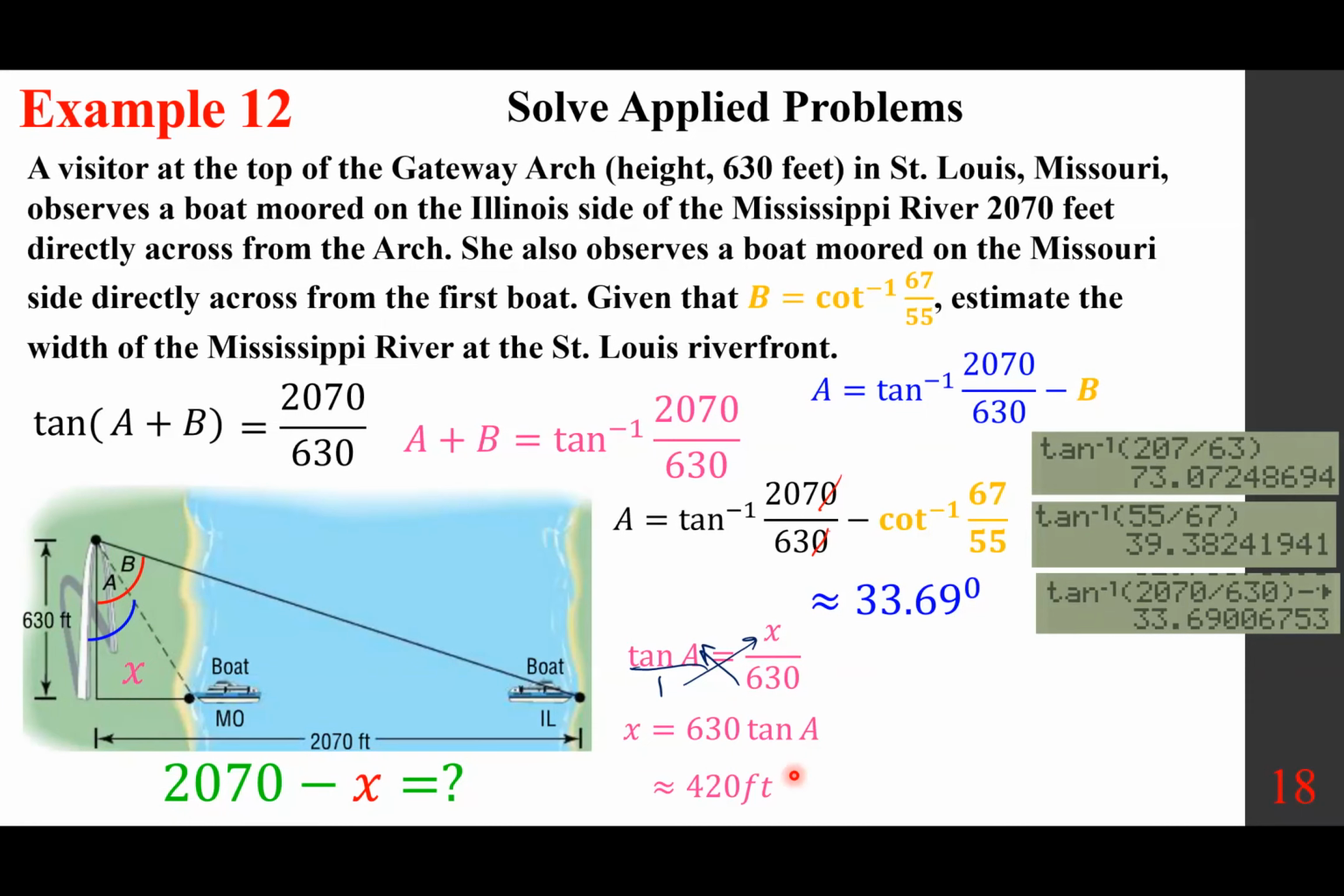So if you know X, what is the width? We were looking for this number, 2070 minus X. 2070 minus X. X is 420. So the width of the river, it must be 1,650 feet, roughly.